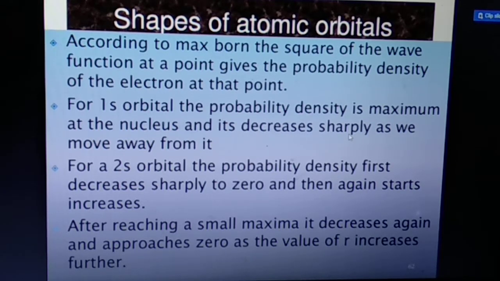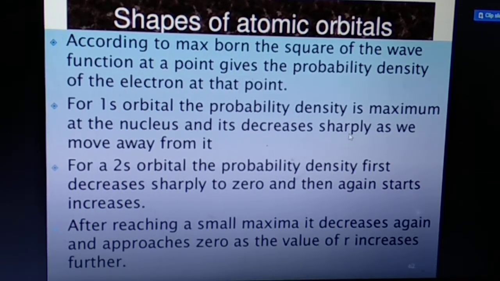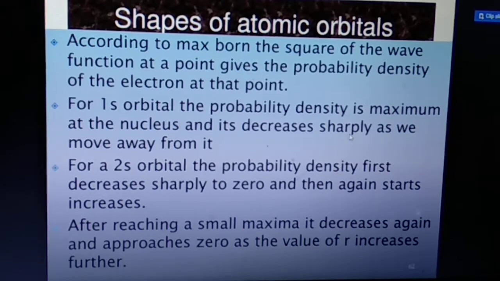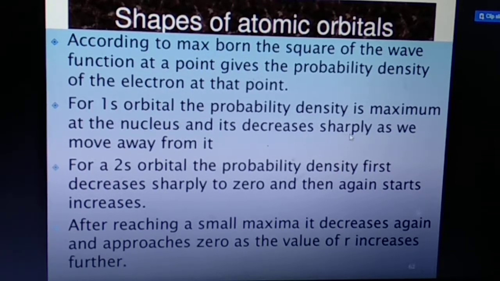Students, for 1s orbital, the probability density is maximum at the nucleus and it decreases sharply as we move away from it. Now let's go for 2s orbital.